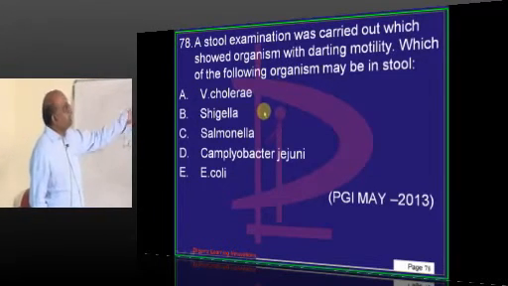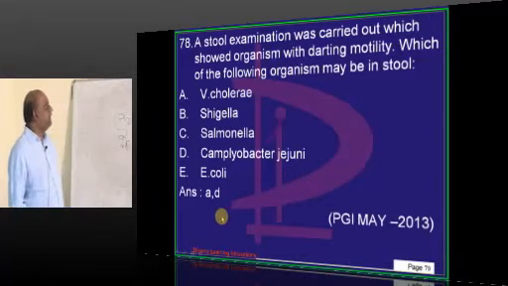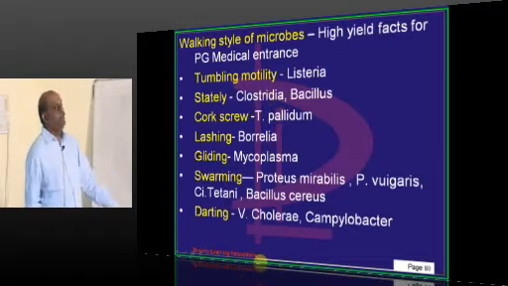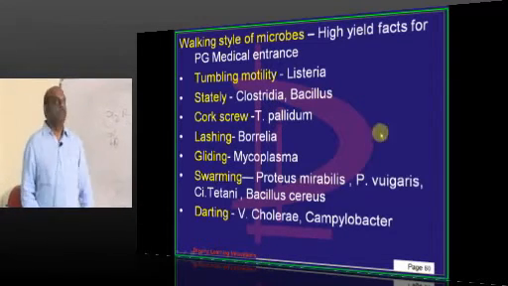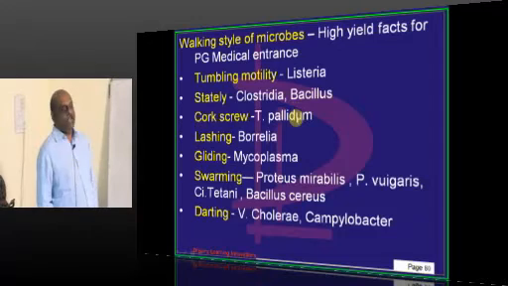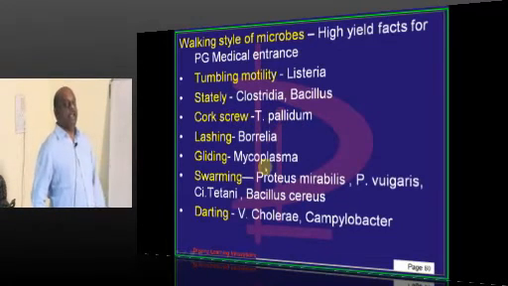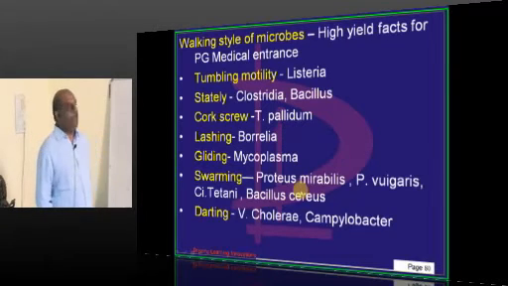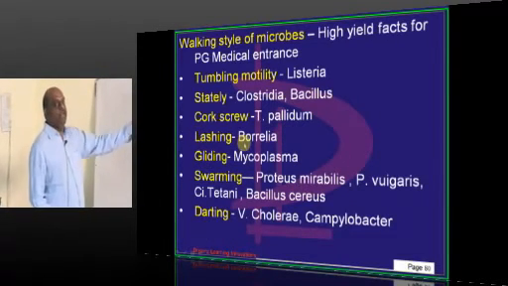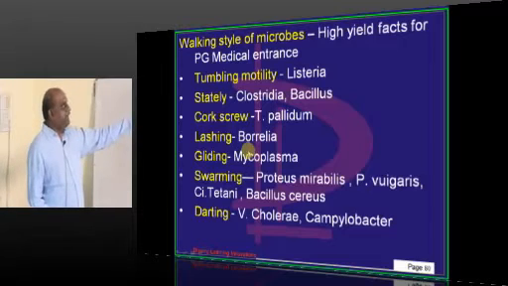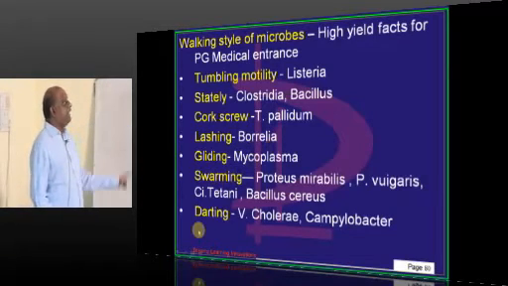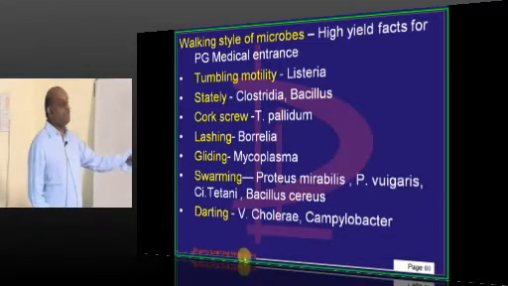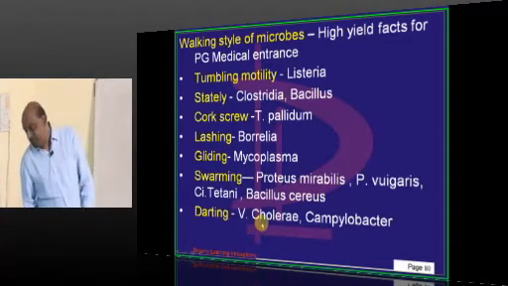Darting motility. Which one is it, in the stool? Vibrio cholerae and Campylobacter jejuni. So that gives you a list. Tumbling motility: Listeria. Stately, like a king is walking: Clostridia and Bacillus. Corkscrew: Treponema pallidum. Lashing, like tongue lashing: Borrelia. Gliding: Mycoplasma. Swarming will be Proteus mirabilis, darting will be Vibrio and Campylobacter.